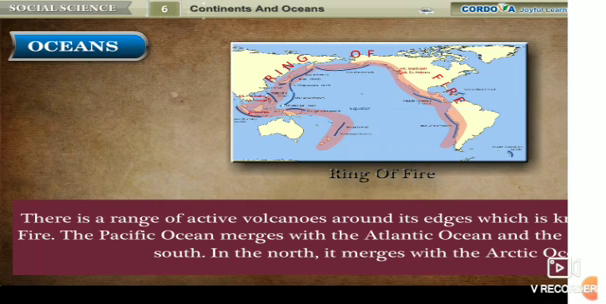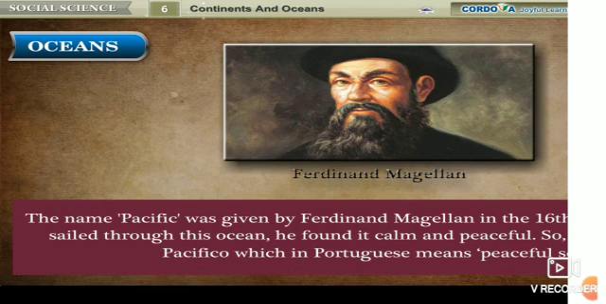The Pacific Ocean merges with the Atlantic Ocean and the Indian Ocean in the south. In the north, it merges with the Arctic Ocean. The name Pacific was given by Ferdinand Magellan in the 16th century when he sailed through this ocean. He found it calm and peaceful. So he called it Mar Pacifico, which in Portuguese means peaceful sea.